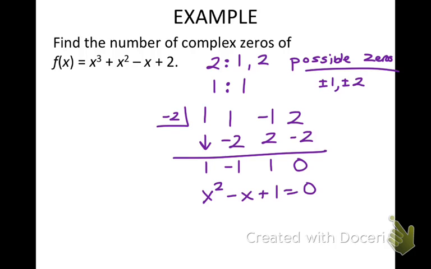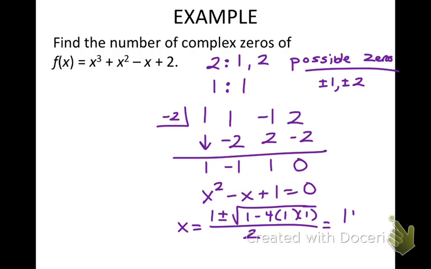Let's do that. Here we go. X equals negative b, so 1, plus or minus the radical of b squared, 1 minus 4 times 1 times 1, all over 2a. What's my 2a? 2. Good. All right. Well, what are we getting underneath there? What's that discriminant? 1 minus 4 is negative 3. Oh, a negative 3? Oh boy. 1 plus or minus the square root of negative 3 over 2.